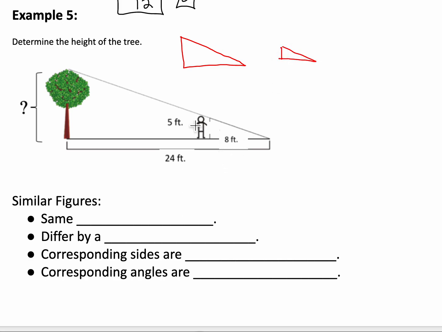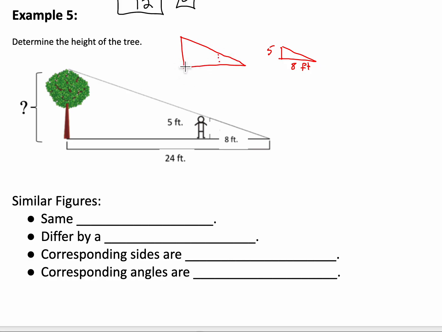So most people see the small triangle, 5 feet and 8 feet. So let's label them. Now, the big triangle is a little bit more complicated. We have right here is a person standing. But if I cut that off and only use that, that's no longer a triangle. And it's the small triangle.